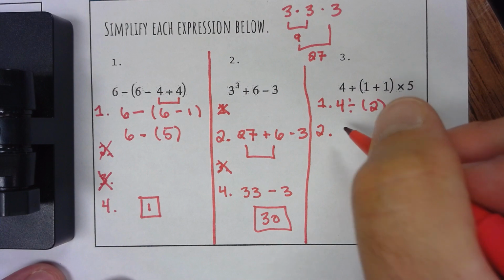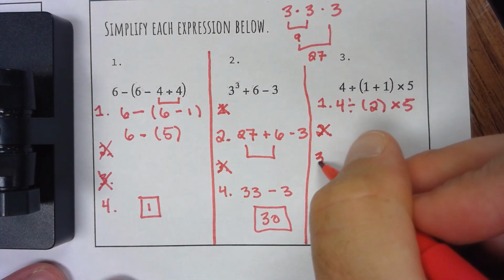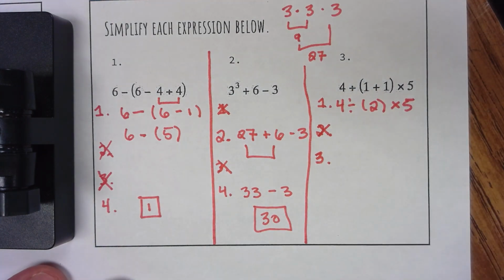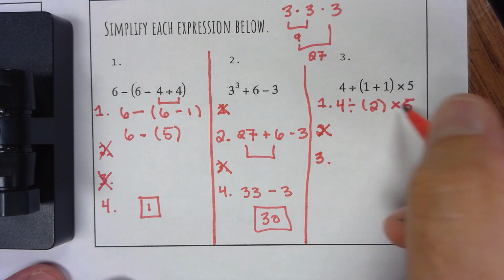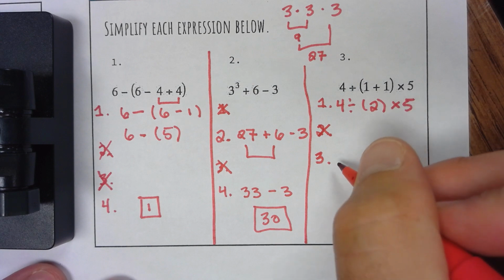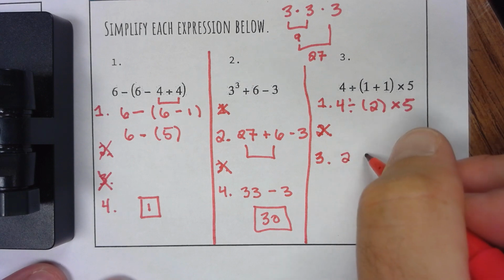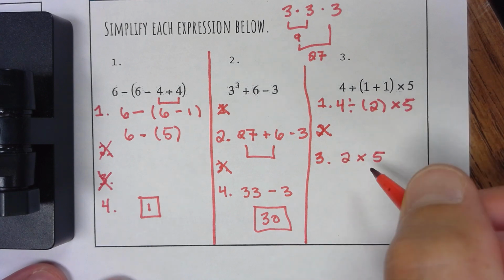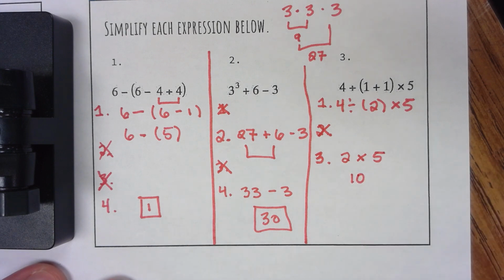All right. Step 2, exponents. We don't have any. So step 3, we're on to our division. Again, with division and multiplication, we're going to go left to right. So 4 divided by 2 is 2. 2 times 5 is 10.